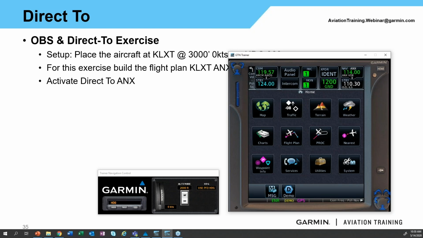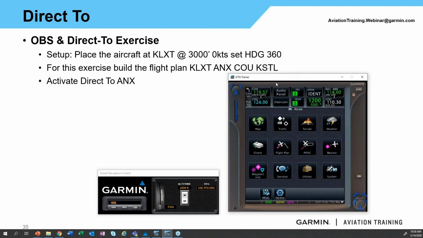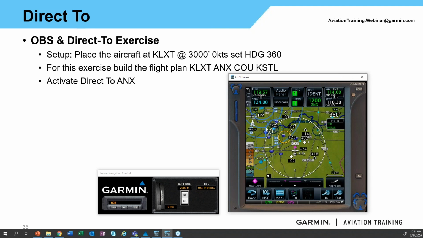All right, so let's shrink this a little bit so we can see our flight plan. So it's LXT to ANX, COU to STL. So I'm going to start on the map page. I typically fly a lot of the flight between the map page and the flight plan, and I'm guessing that you do the same. If you're on a 650 or a 600 series GTN, you might be flying on default nav a lot if you have a GNS 430.